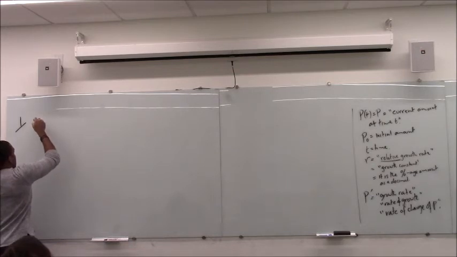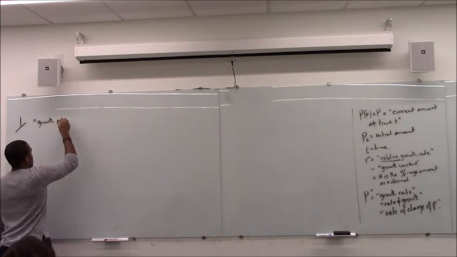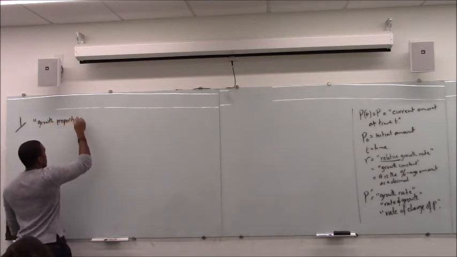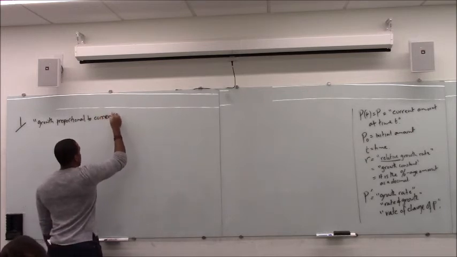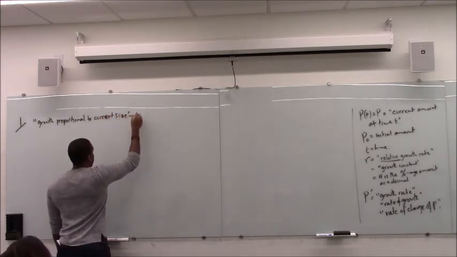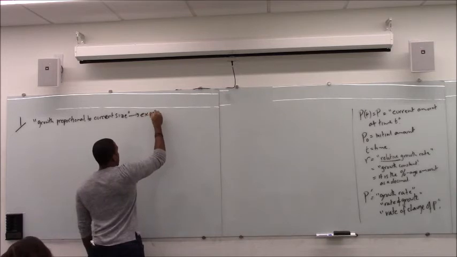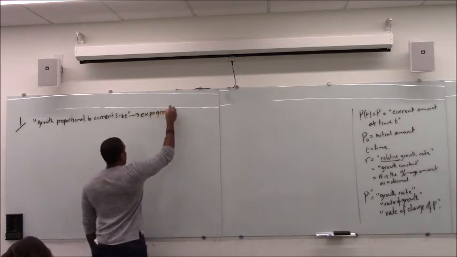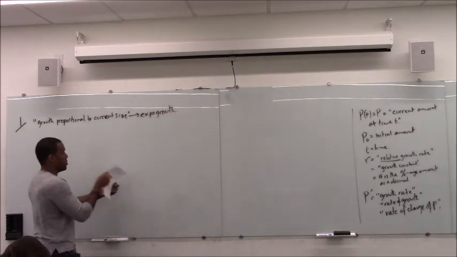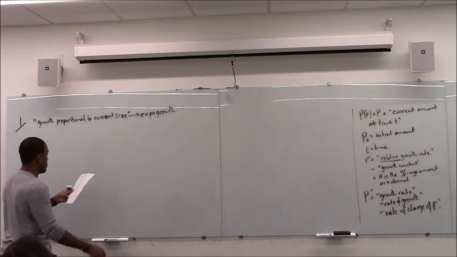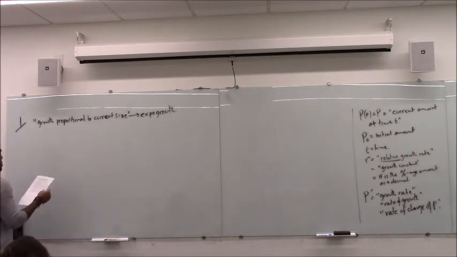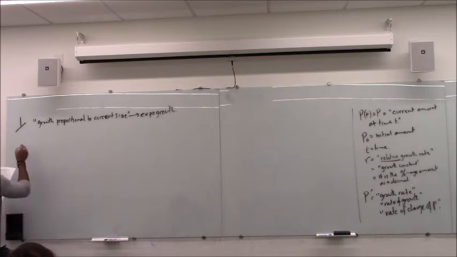So again, it says growth proportional to current size. That phrase tells you you're talking about exponential growth. That phrase tells you all the equations in this first box are now relevant to the problem that you're looking at. Okay, so A, find the relative growth rate of the population.